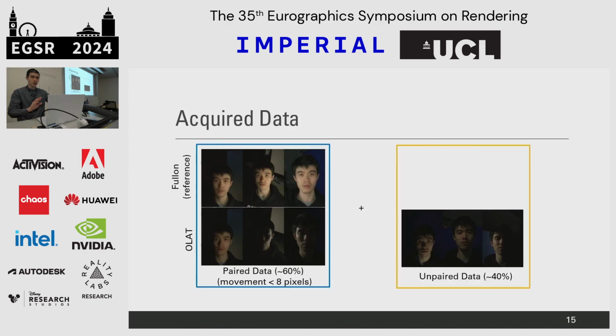In our capture, we find that around 40% of the OLEDs will be unpaired, and the exact amount will depend on how likely the subject is to move. So it takes up a significant amount of data, and that will affect the later design choices on designing a reflectance model.